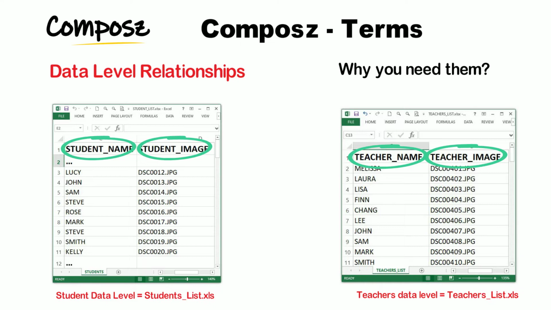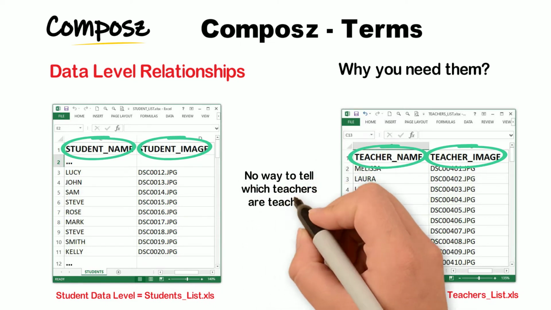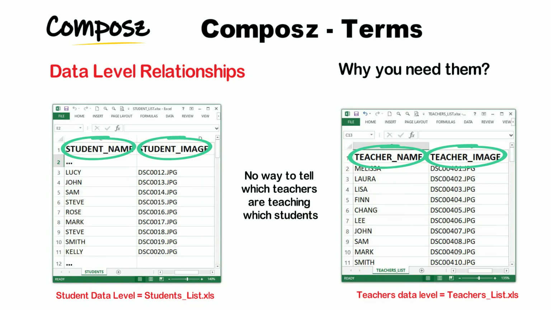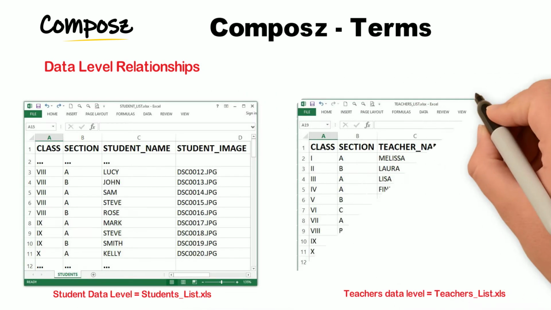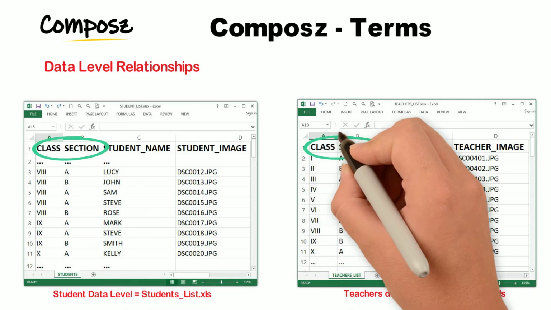If you need to find which teachers are teaching which students, there's no way you can tell by looking at the data in either student data level or in teacher data level. That is where data level relationships come into play. To relate data levels, both data levels must have common attributes like class and section defined in them.